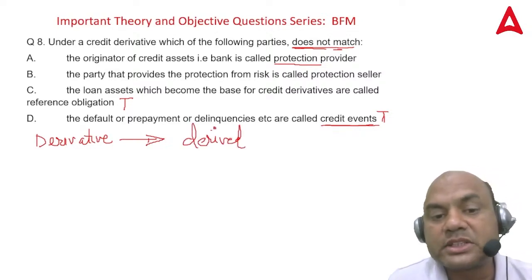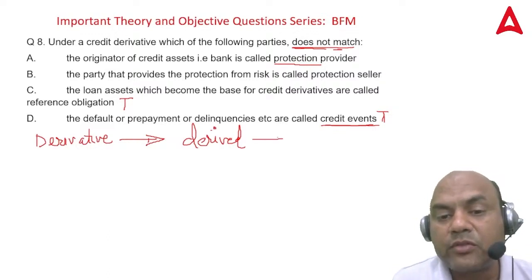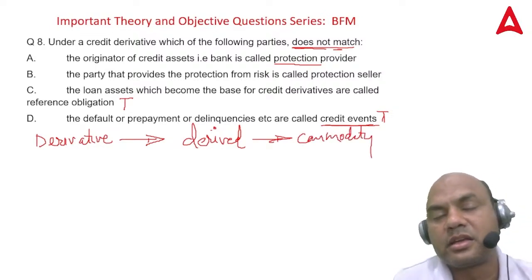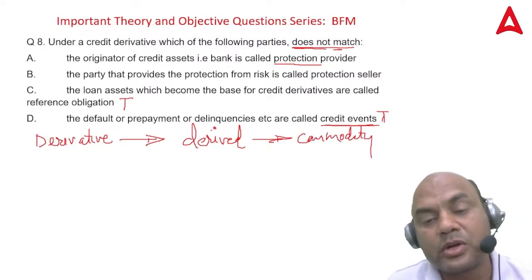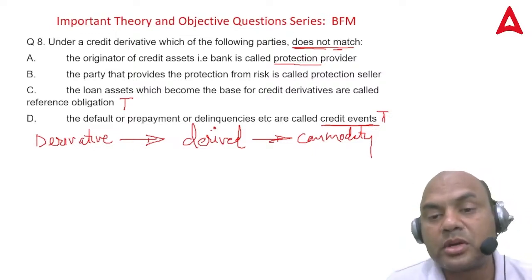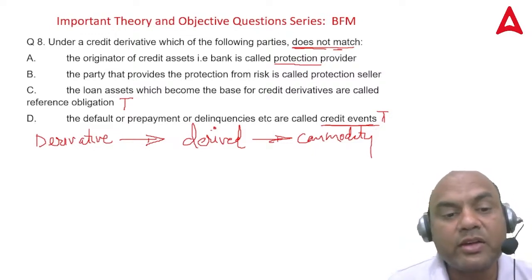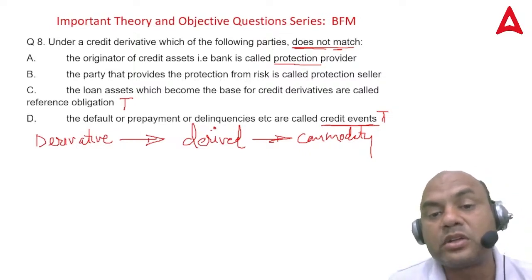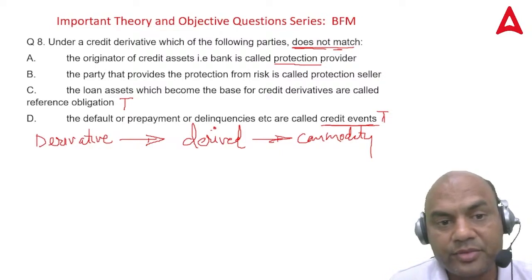So a derivative is always derived from whom? It can be a commodity. Derivative can be of anything: of stocks, of commodity, of dollar. But remember, everything becomes a commodity. A derivative does not have its own existence without a commodity. It is based on the commodity, right?